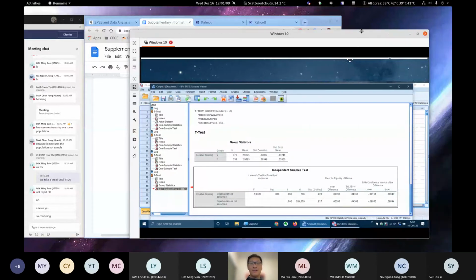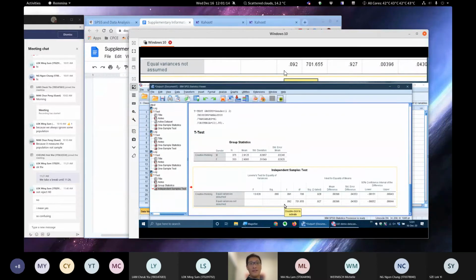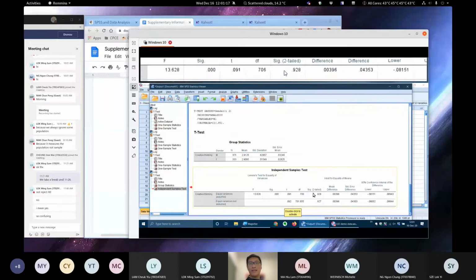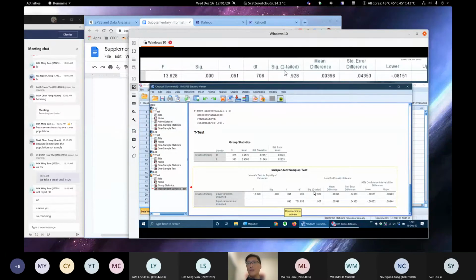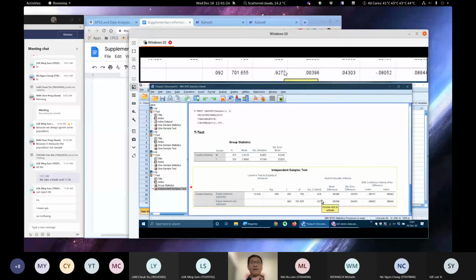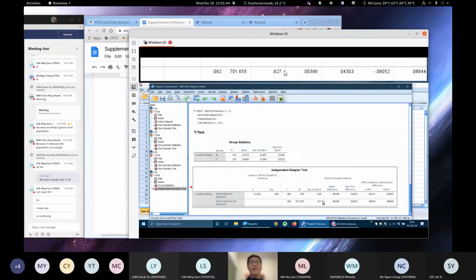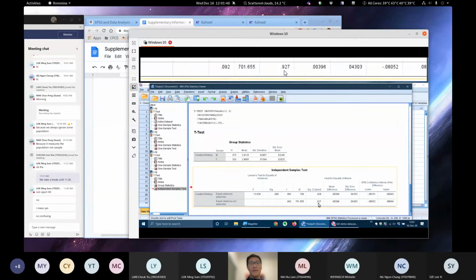So let's say, what is the second row? Okay, the second row is here: equal variances not assumed. And then we look at the significance value of the t-test. The p-value is 0.927. That is the value that you need to read here. We do not read the 0.928 because the Levene's test tells you that you should only read the second row rather than the first row. Okay, so again, the p-value for the t-test is 0.927.